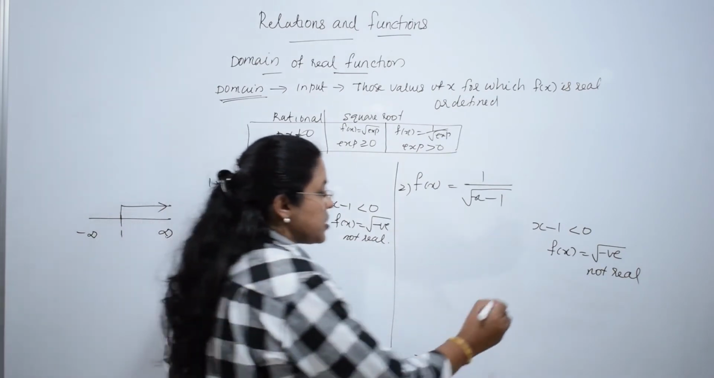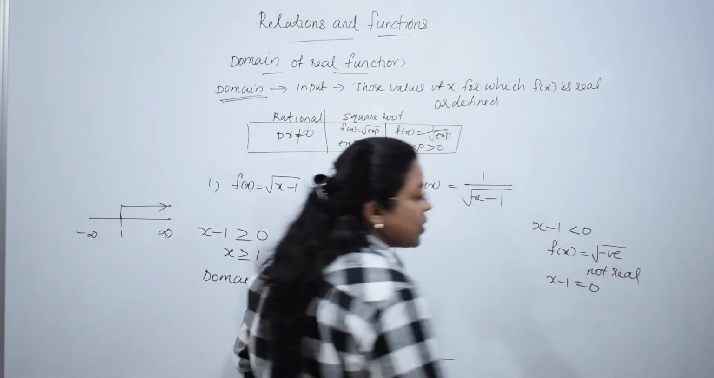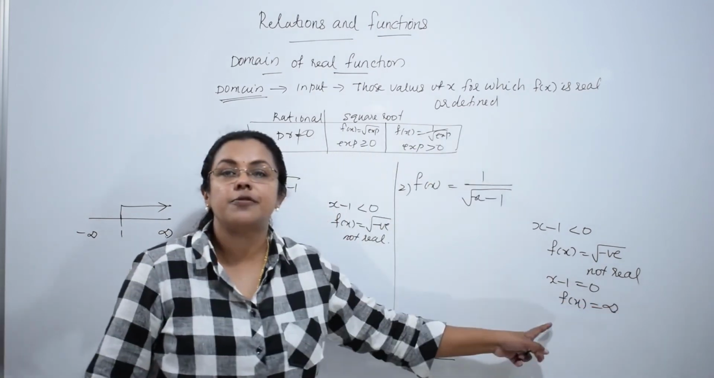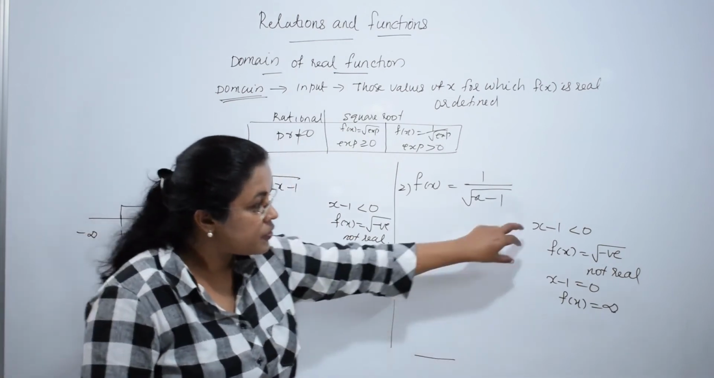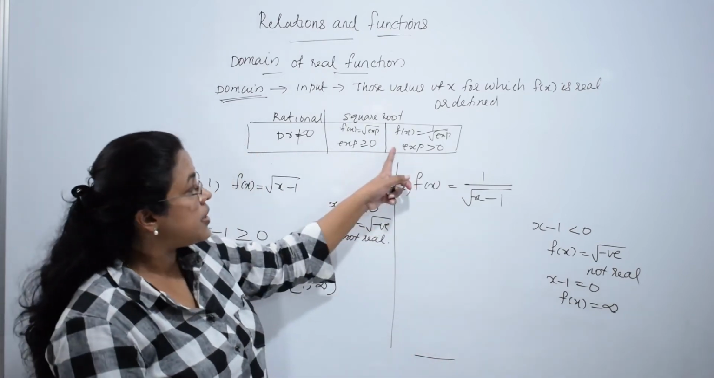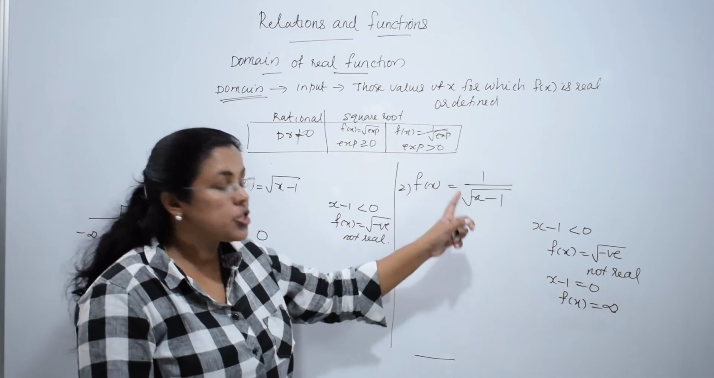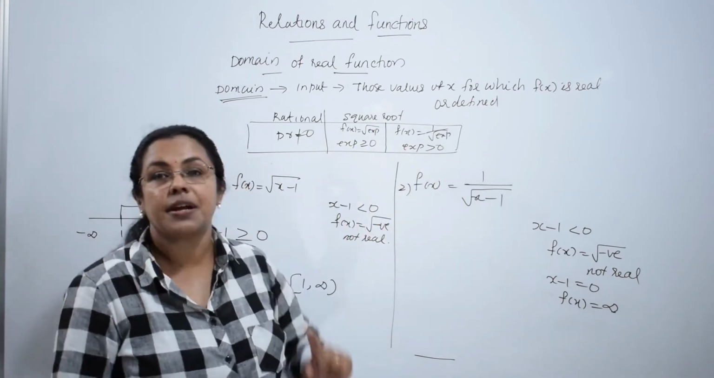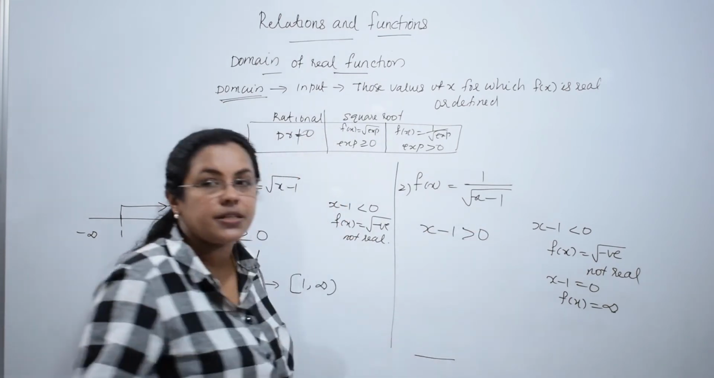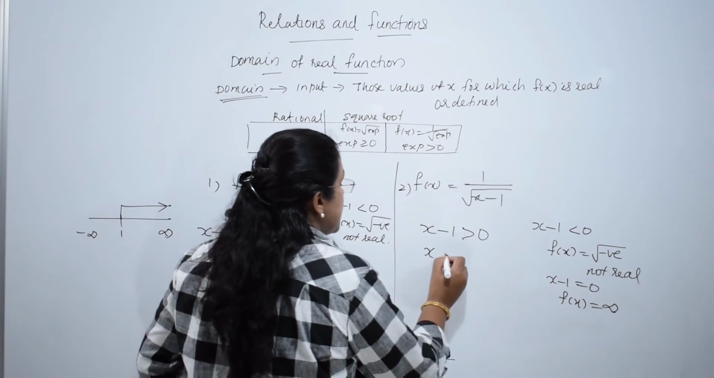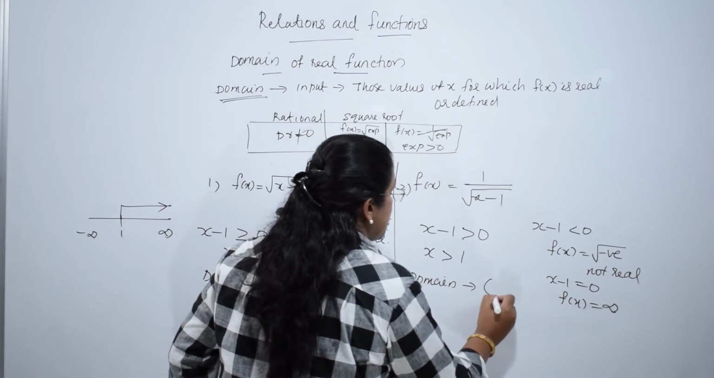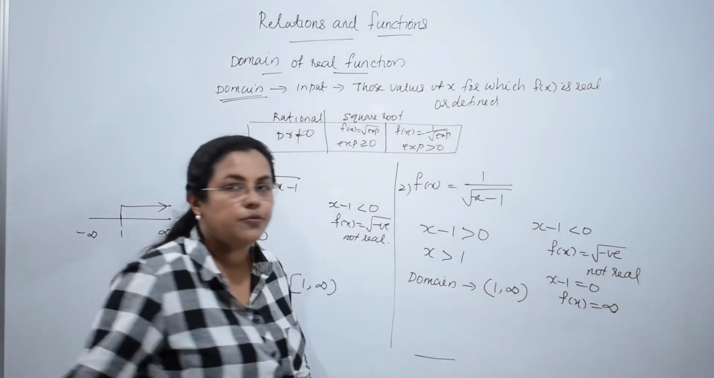Again, what happens to the function if x minus 1 is equal to 0? Then f of x becomes infinity. We have to avoid these two conditions. So, how to get the domain? Write the expression inside the square root as greater than 0. What is the domain here? x minus 1 greater than 0. That means x greater than 1, or the domain of the function is nothing but the open interval 1 to infinity.